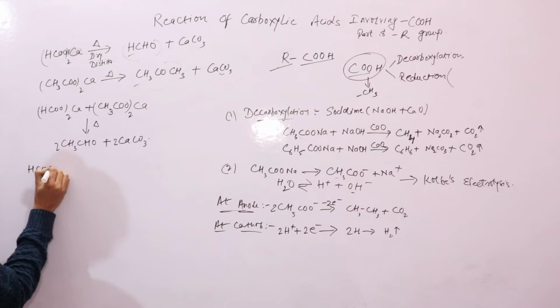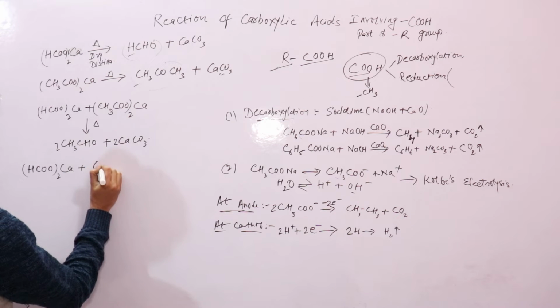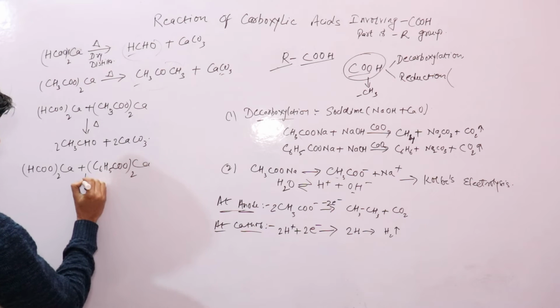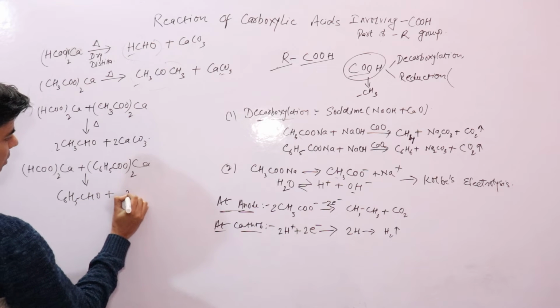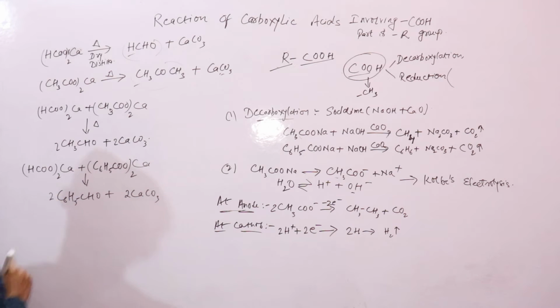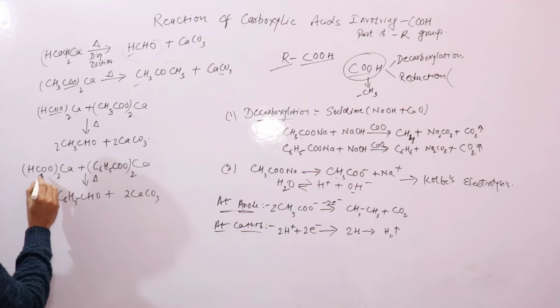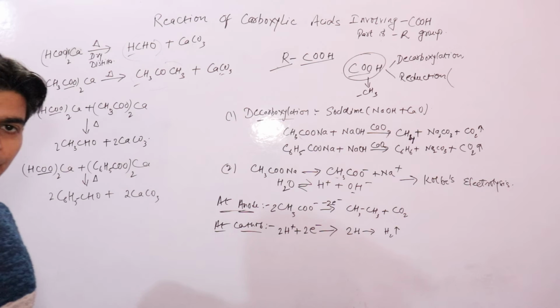Similarly, if you treat calcium formate with calcium benzoate, it will form benzaldehyde, C6H5CHO, plus calcium carbonate, right? So this is also your decarboxylation reaction where your CO2 group is removed, right? The COO group is removed in the form of calcium carbonate, and what you got is aldehydes and ketones.